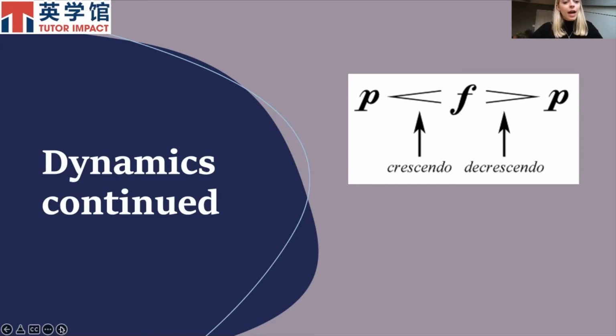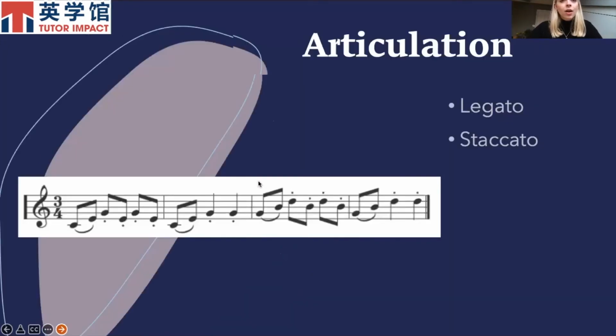Next, we're going to look at articulation. So the main 2 types here are legato and staccato. And these show how smoothly something is played. So legato is actually the Italian word for linked together. And what it means is that the notes should be played smoothly.